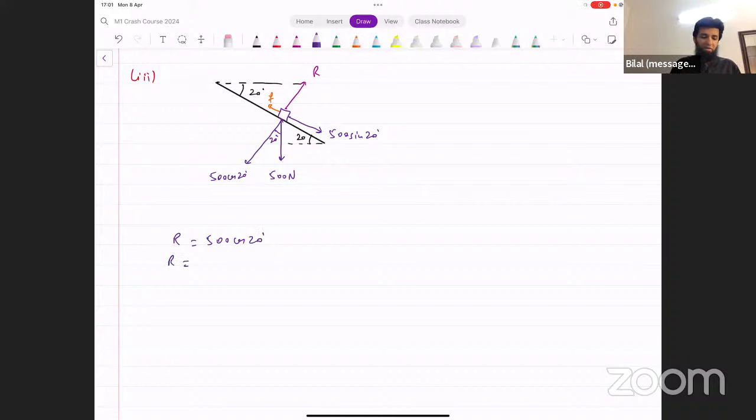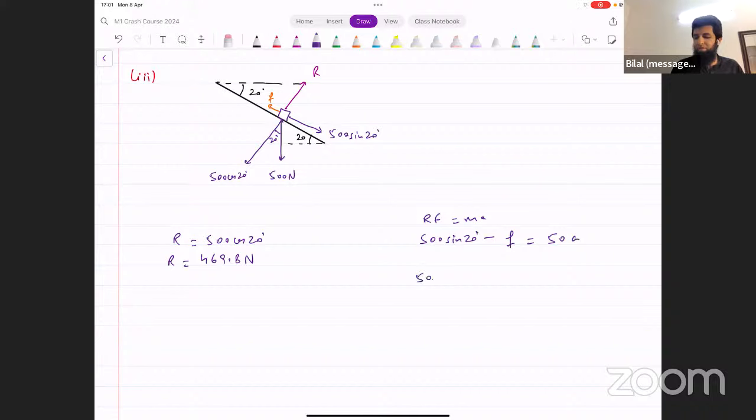And that gives you the value of R. Let's see what that turns out to be. 500 into cos of 20. And that's giving me 469.8 Newton. That's R. Along the surface, there is acceleration. Since the block is trying to move down, what's the forward force? So we use resultant force equals mass into acceleration. Forward force is 500 into sine of 20 minus the backward force, which is friction. That equals mass, which is 50 into acceleration.